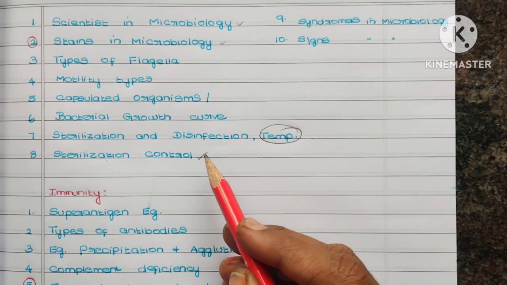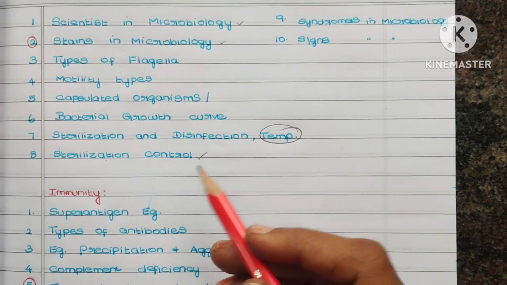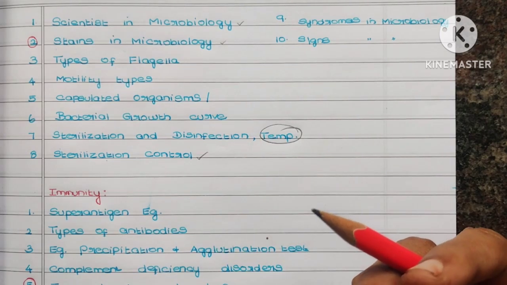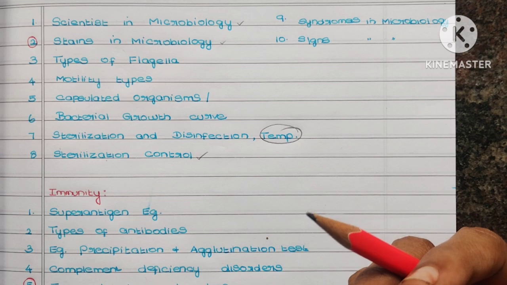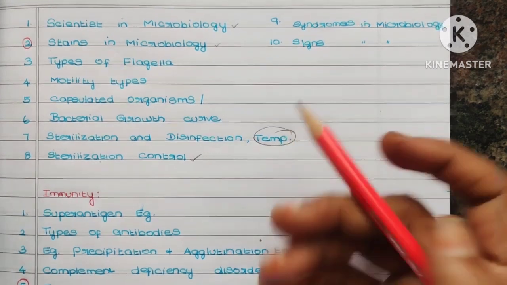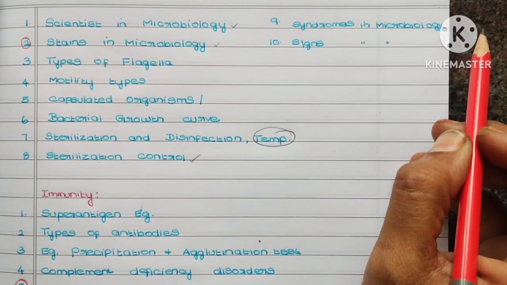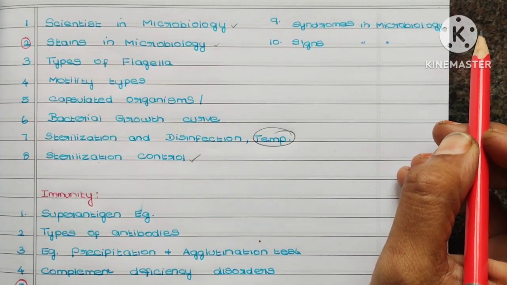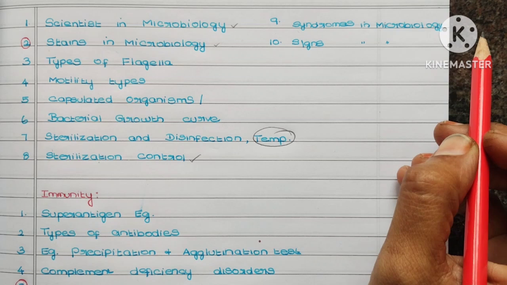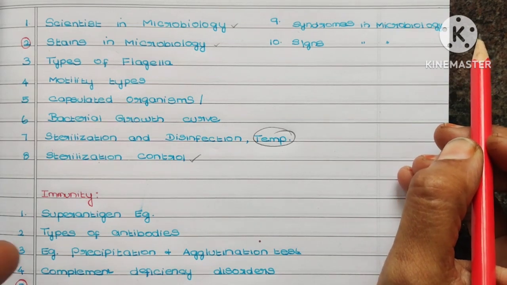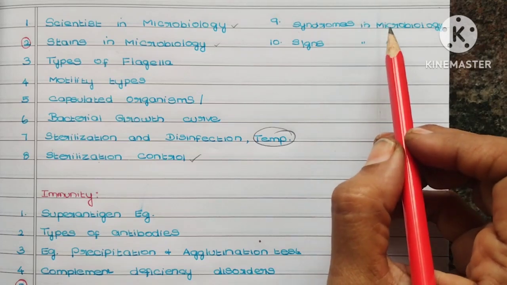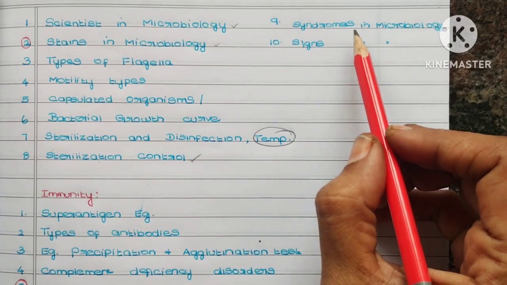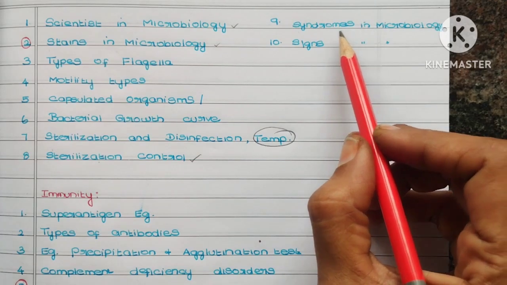And coming to sterilization control, as you know, it is to see the efficacy of the sterilization method. So we'll be using some indicators like Bacillus niger, Clostridium tetani. So you want to know that. And syndromes in microbiology, like Waterhouse-Friderichsen syndrome in Neisseria, and congenital rubella syndrome. There are n number of syndromes, so you want to know every point in that.